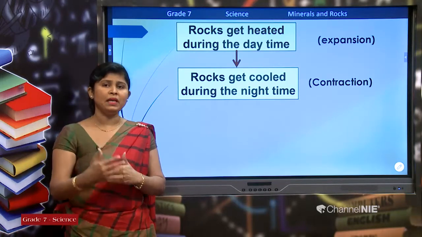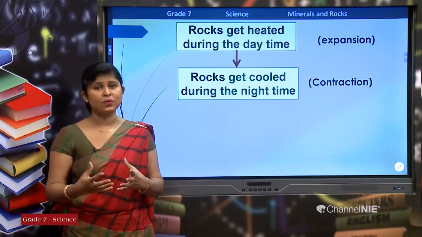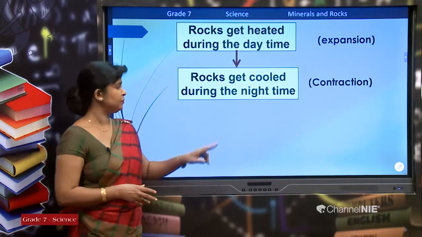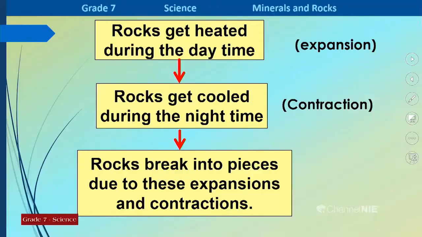This is not happening evenly, this is not happening equally. Then this results in the breaking of the rocks into pieces, right. Rocks break into pieces due to these expansions and contractions. I think you can easily understand how heat is affecting the weathering of rocks. Due to the expansions and contractions that are continuously taking place in the rocks, the weathering of rocks results, right.